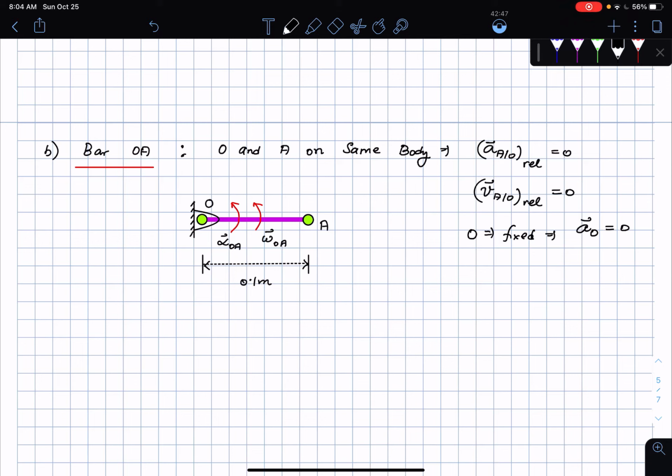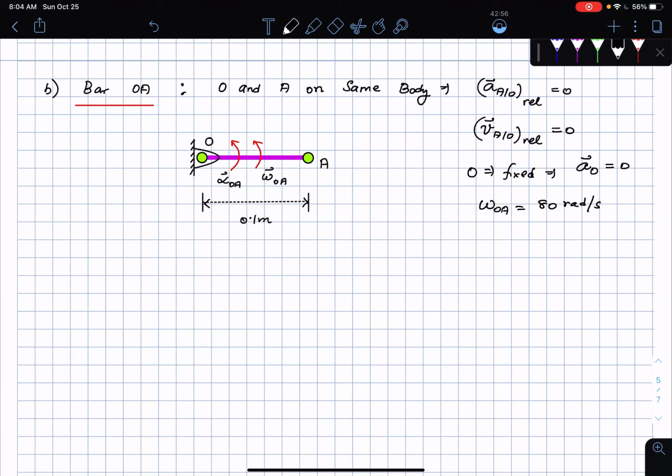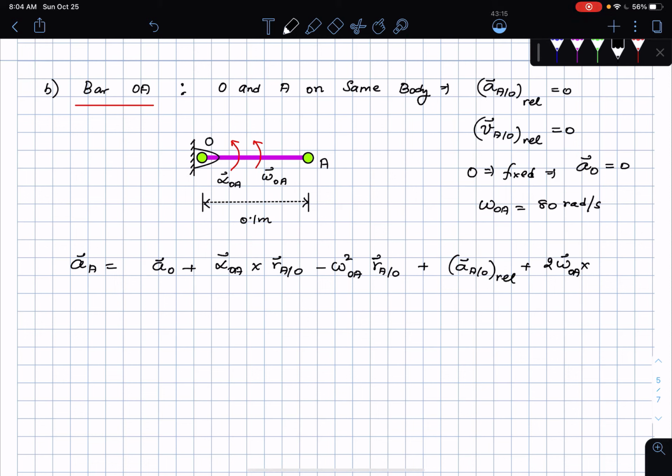And we found out that omega OA was 80 radians per second. Okay, this was from the ICR analysis. Then I'm going to write the acceleration of A is acceleration of O, plus alpha OA crossed with R A/O, minus omega square OA times R A/O, plus A A/O relative, and then 2 omega OA crossed with V A/O relative. Okay, so that's what we have so far.